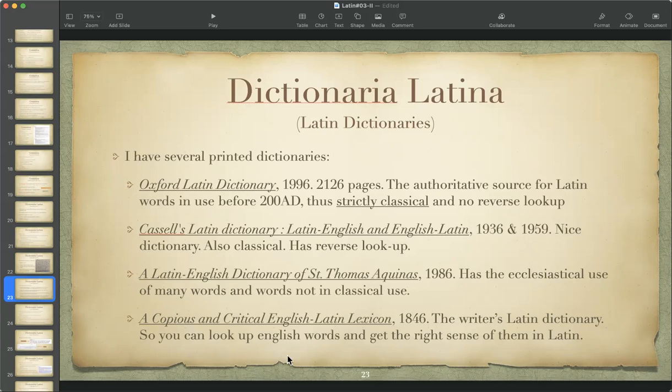I also have something which is a personal favorite of mine, a copious and critical English-Latin lexicon, 1846. It is the Writer's Latin Dictionary. So it's a way to look up English words and get the right sense of them in Latin. Don't get that one either. Unfortunately, it won't have airplane in it either. Oh, you never know. 1846? Yeah, I know, that's way before then, but you'd be surprised some of the things that are in there.